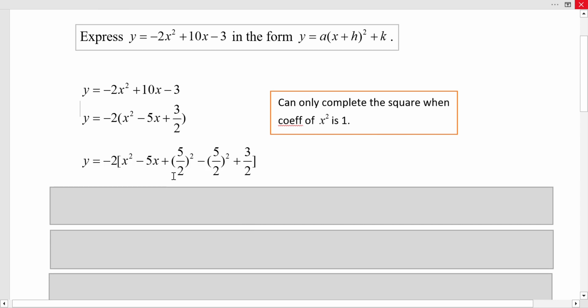After doing that, you will need to add this 5 divided by 2, whole thing squared. So you need to plus 5 over 2 squared. But if you plus 5 over 2 squared, you need to minus away this 5 over 2 squared again, so that these two terms cancel off and it will be identical to the previous expression.